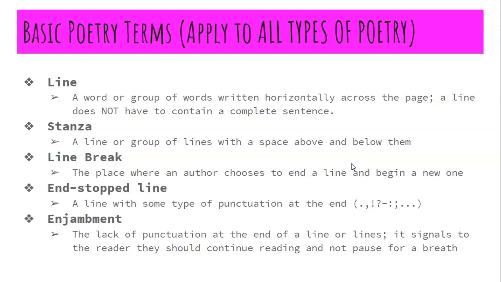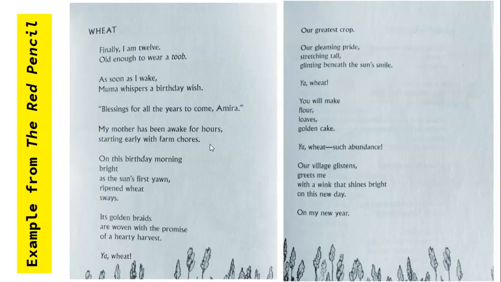So there are lines. A stanza is a single line, or usually more likely a group of lines that has a space above it and a space below them. So I'm going to show you one line or a group of lines that acts as a stanza, again in the first poem of the book. So here you have 2 lines that you can see they're close together. There's a space above them, there's a space below them, so this would be a stanza.